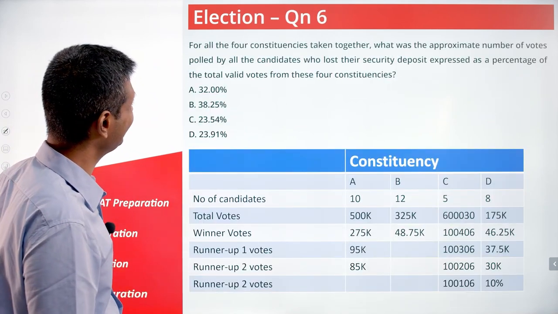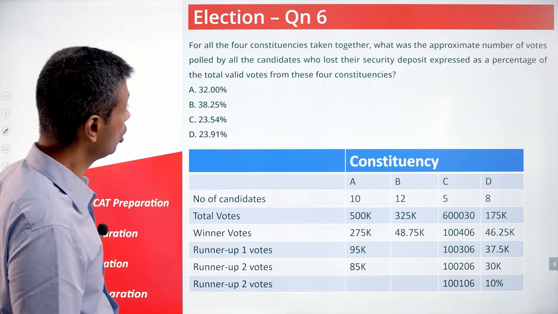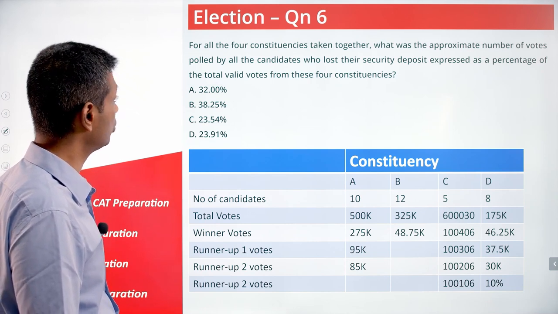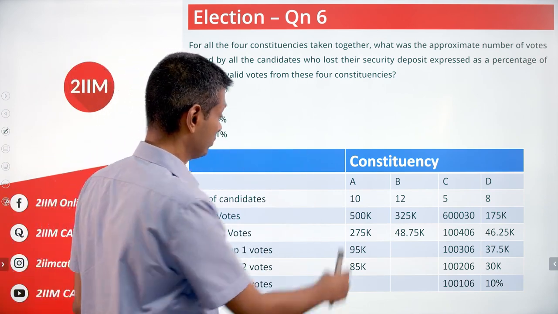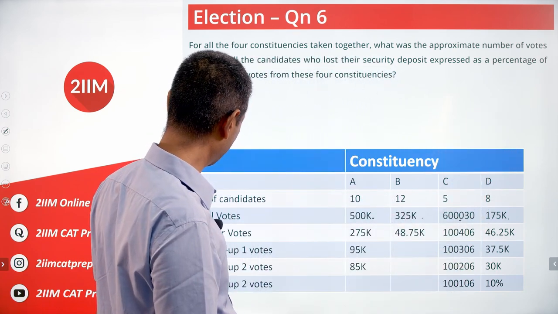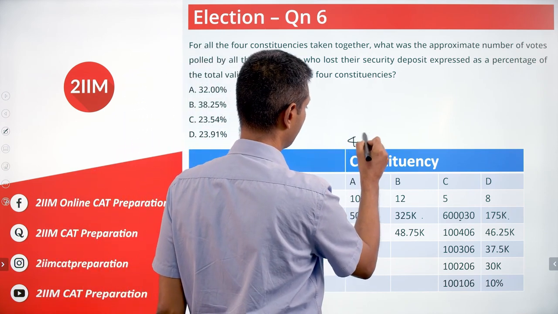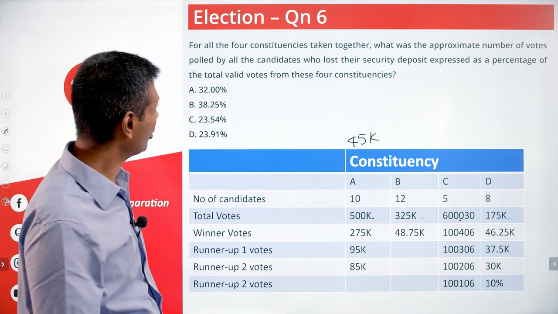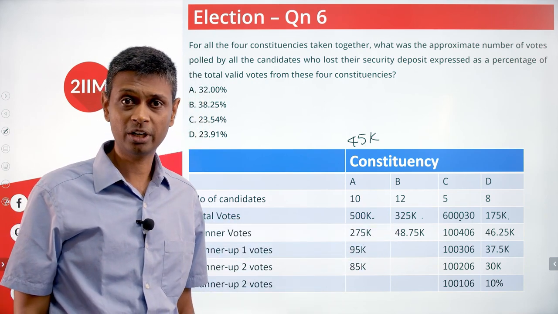For all the four constituencies taken together, what are the approximate number of votes polled by all the candidates who lost their security deposit expressed as a percentage of total valid votes from these four constituencies? Total valid votes we can clearly add up. How much was polled by candidates who lost their security deposit? In A, we've already calculated this, 45K. And in B, we want an approximate answer to start with. Except this guy, everybody else lost their security deposit. That I can find out.